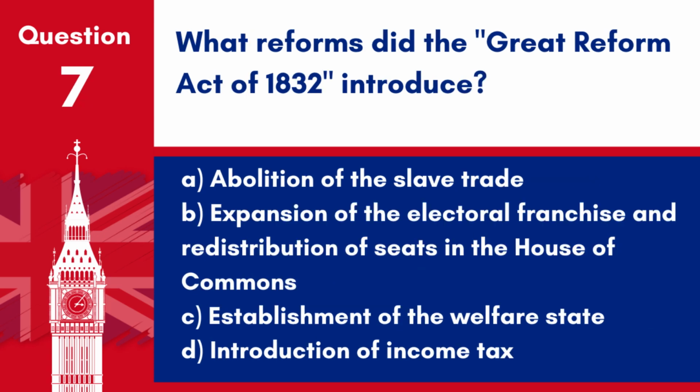Question 7. What reforms did the Great Reform Act of 1832 introduce? A. Abolition of the slave trade. B. Expansion of the electoral franchise and redistribution of seats in the House of Commons. C. Establishment of the welfare state. D. Introduction of income tax.